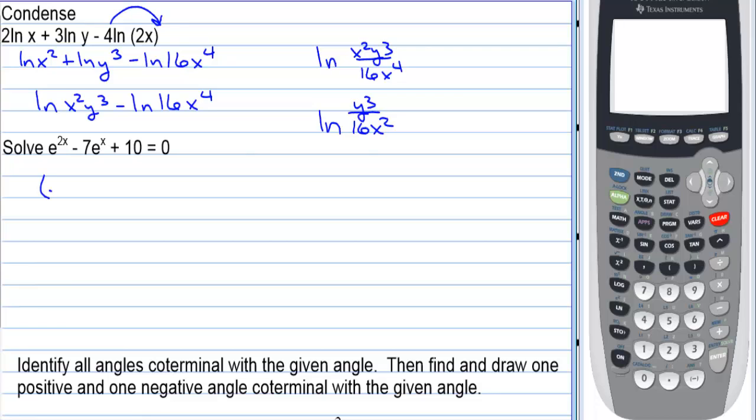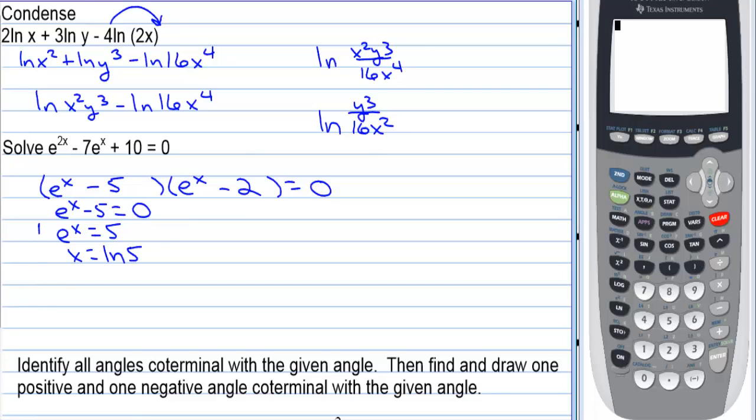This one factors. e to the x times e to the x is e to the 2x. And then we have minus 5 and minus 2. So then e to the x minus 5 has to equal 0. So e to the x equals 5. And then you take the natural log of both sides. And when you take the natural log of e to the x, they just cancel out, and you're left with x. Then we have e to the x minus 2 equals 0. e to the x equals 2, so x equals natural log of 2. And when you take the natural log of e to the x, that cancels out.